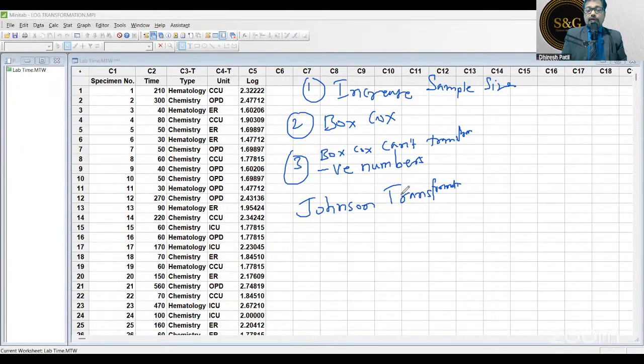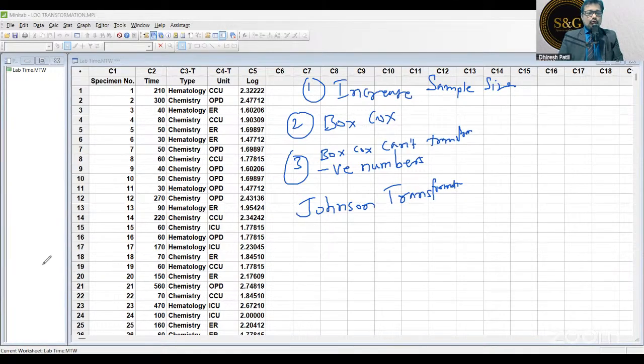Quickly, let me share with you Johnson transformation. Make a note of this. So there are 3 strategies we are discussing. First, increase sample size. Second is Box-Cox. And if Box-Cox does not transform the data, sometimes it happens, then we go for Johnson transformation.